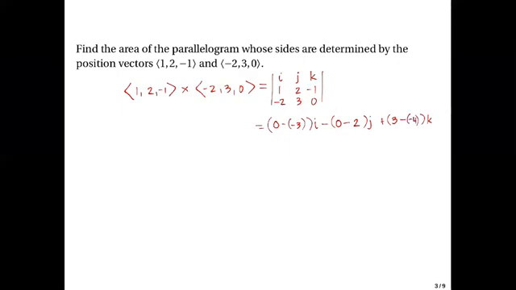Okay? So this will be 3i plus 2j, because you have minus and minus, and then plus 7k. Or if you want to write this in vector form using the angle brackets, this is just ⟨3, 2, 7⟩.